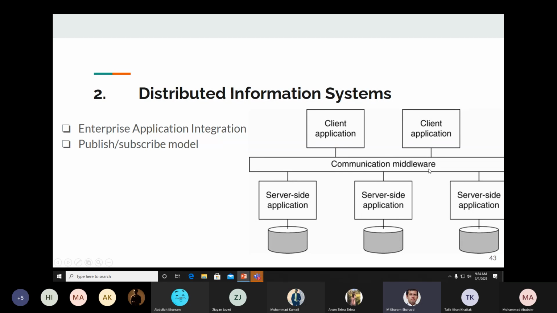Then there is communication middleware, and the server side applications one, two, three, four. And this part over here is doing the difficult task of allocating a client request to a certain server. It is not physical, it is just a kind of operating system.